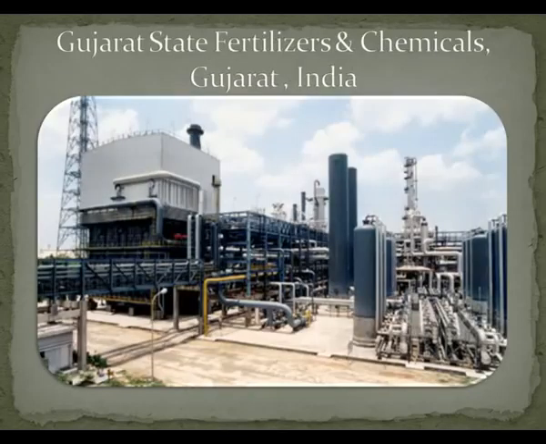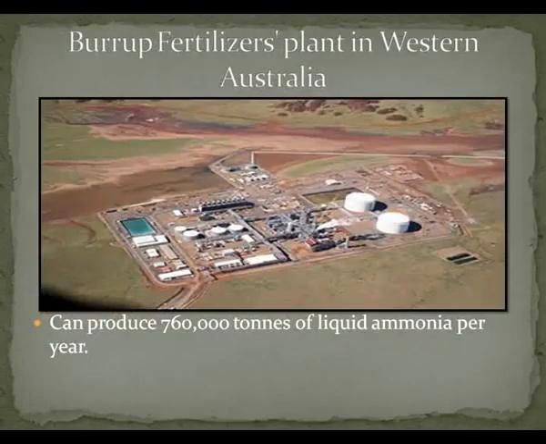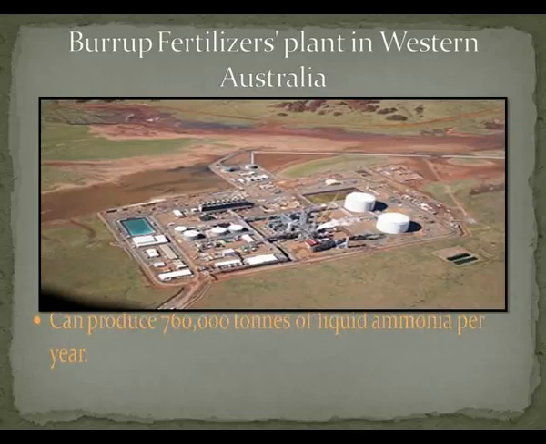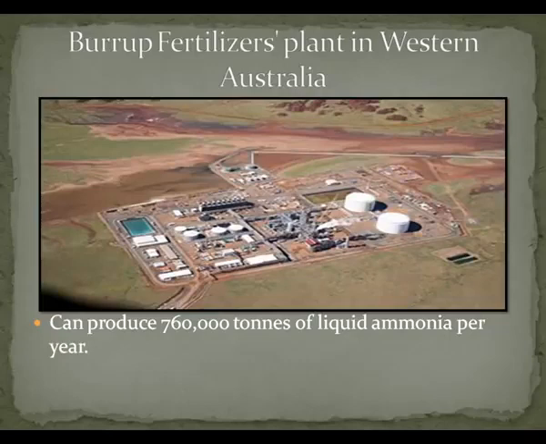As you can see in this slide, this is Gujarat State Fertilizers and Chemicals, located in Gujarat, India. And in this slide, you are seeing Burrup Fertilizers plant in Western Australia, which can produce 760,000 tons of liquid ammonia per year.